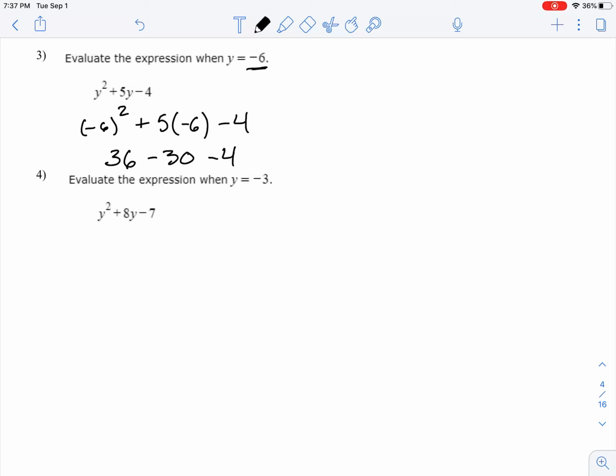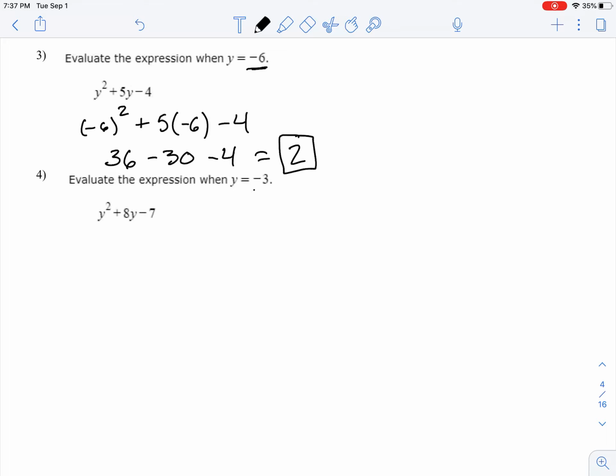I just did all of the multiplication first because my order of operations wants me to do that before I do subtraction and addition. Positive 36 minus 30 minus 4, that's going to equal positive 2 if I'm not mistaken. Okay, on to the last one.